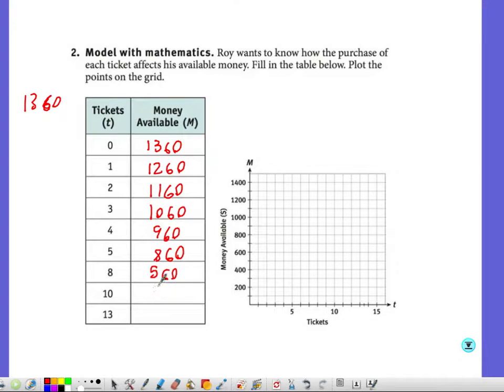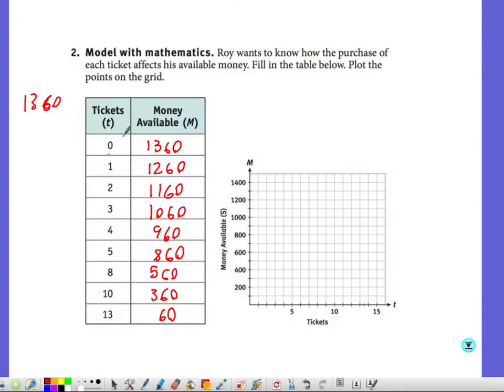10 tickets, it's going to cost $1,000. So he's going to have $360. And finally, 13 tickets is going to cost him $1,300, so that means that he has $60 left in his pocket.